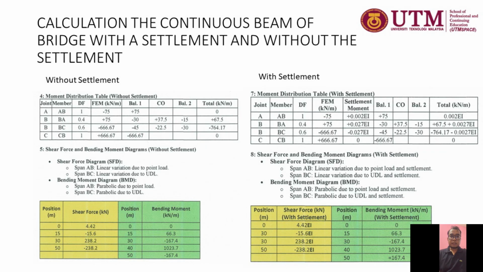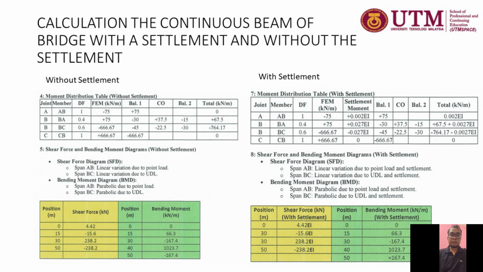For the fixed end moments AB and BA, we get the answers 75 kN and minus 75 kN. For fixed end moments BC and CB, we get the value 666.67 kN. Then the next step is the moment distribution table.